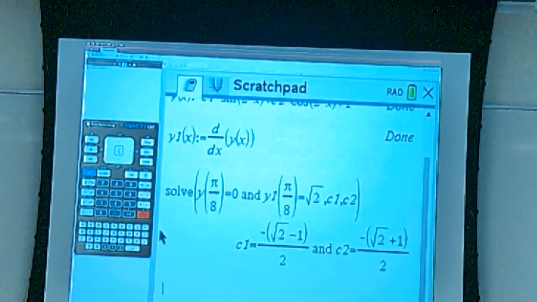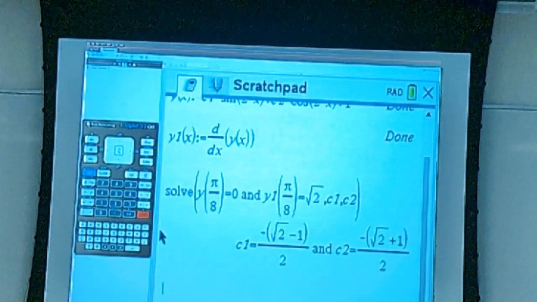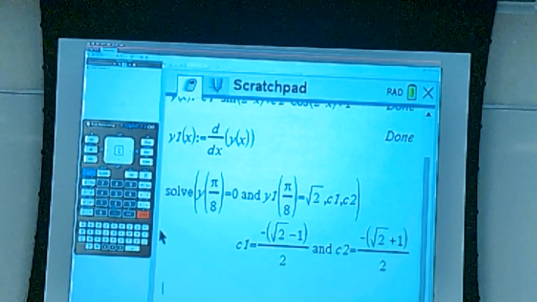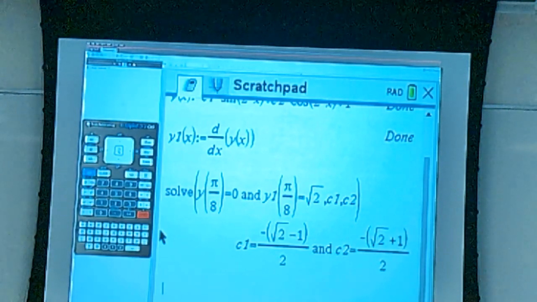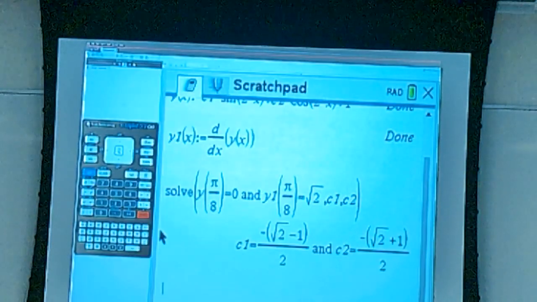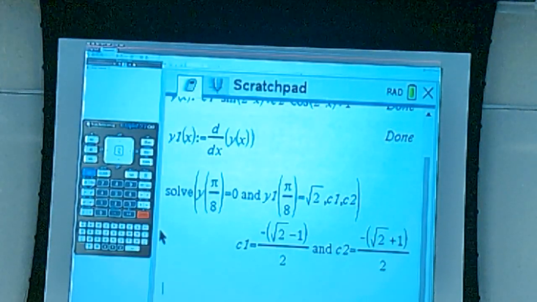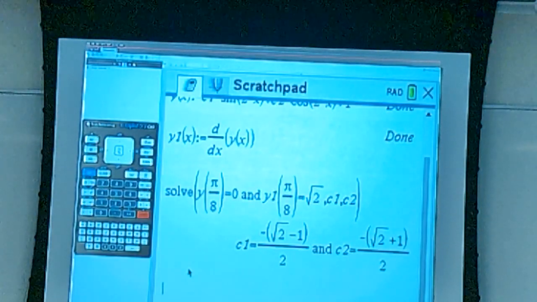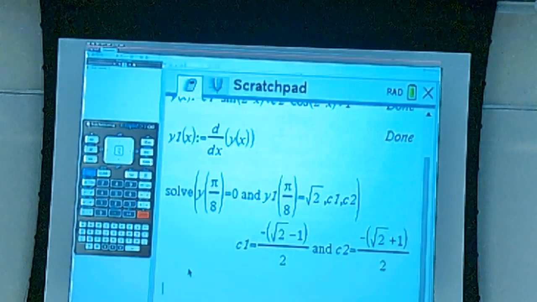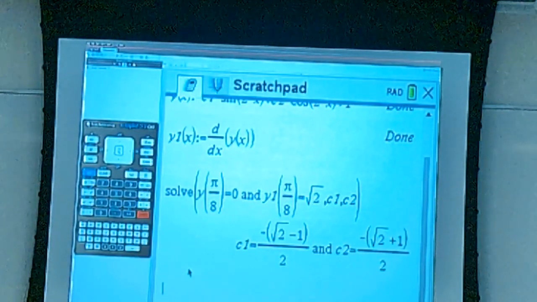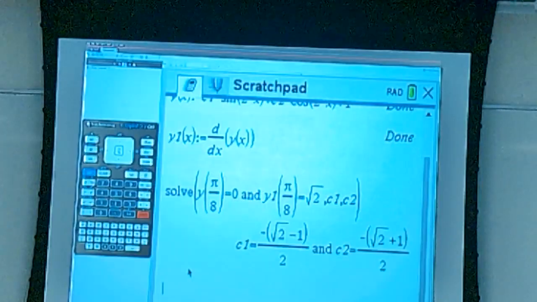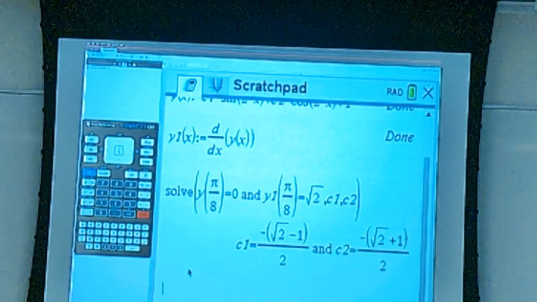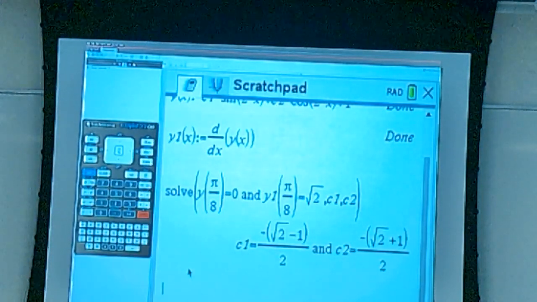y1 equals 2. Should be square root of 2, right? It's root 2. There's your solution. Yes, you could also use the system. I don't like the calculator though.